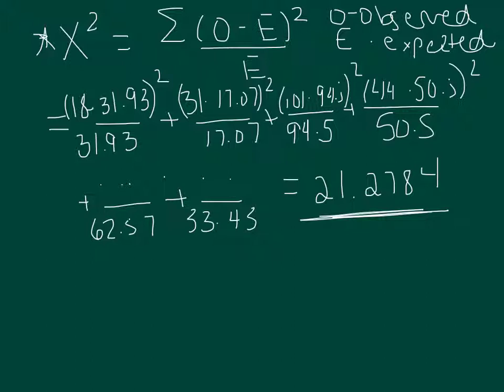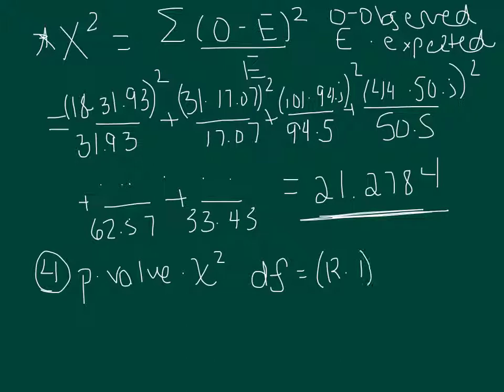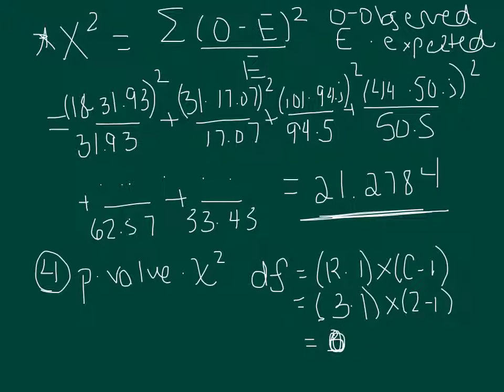So that's step 3. Step 4 is now going to be to calculate a p-value. And now we're going to use chi-squared, and degrees of freedom will always be row minus 1 times column minus 1. So kind of counting how many rows, how many columns there are, and then doing a subtraction. We had 3 rows and 2 columns. So 3 minus 1 is 2, times 1 is 2. So we get 2 as our degrees of freedom.